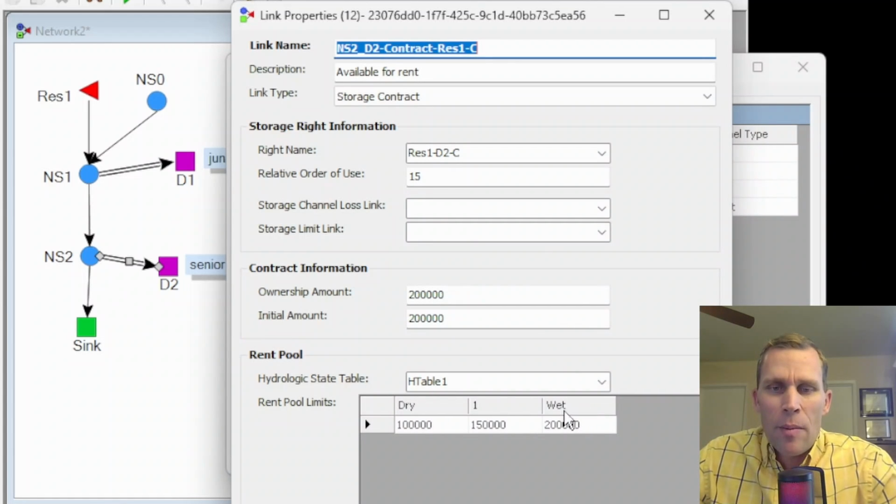contribute that to the rent pool based on the hydraulic state being dry, average, or wet. Now remember, there can be up to 7 hydraulic states. I'm just using 3 right here to keep it simple, but there could be more than just 3 in this table. Okay, keep these 3 numbers in mind, a positive 100,000, 150,000, and 200,000.